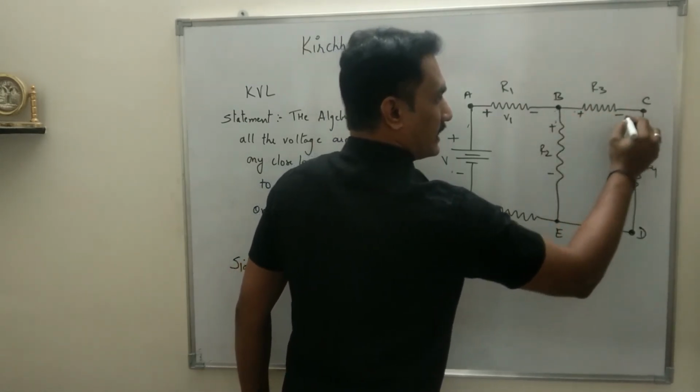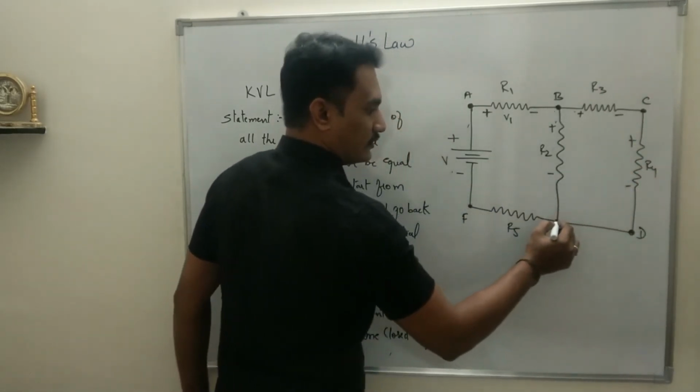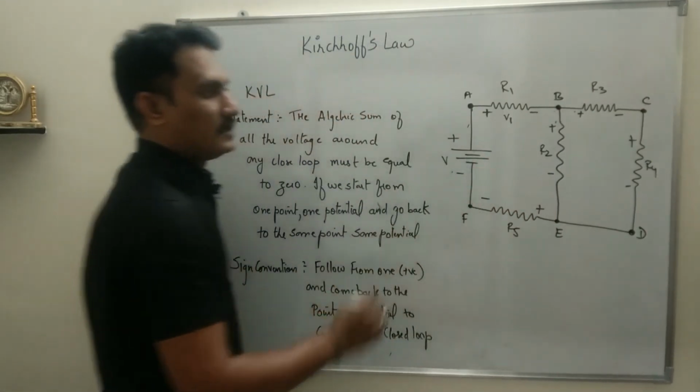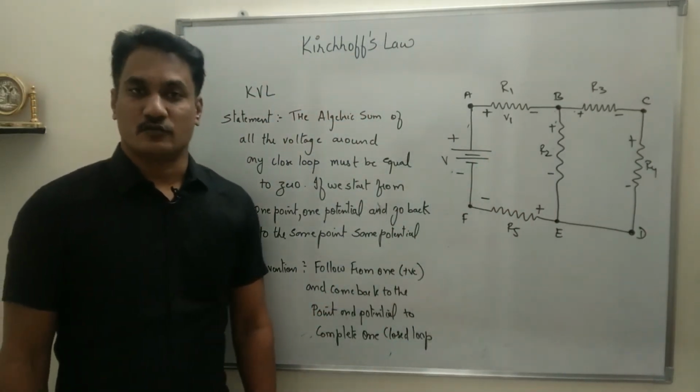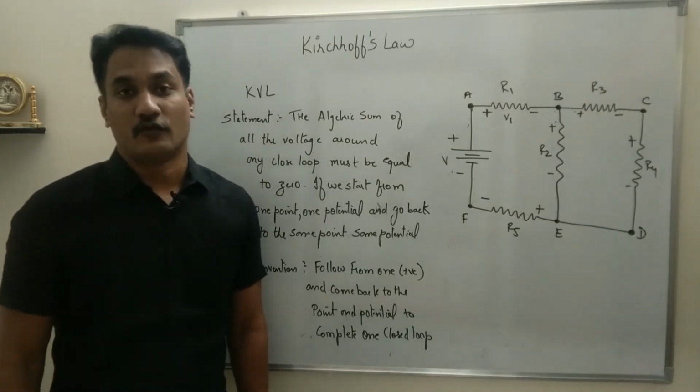Then the current will move through R4, so plus minus. All this current will enter into node E and then it will go through R5, so plus minus. So these are the sign conventions which have to be used on the basis of the way in which the current will be flowing in the circuit.